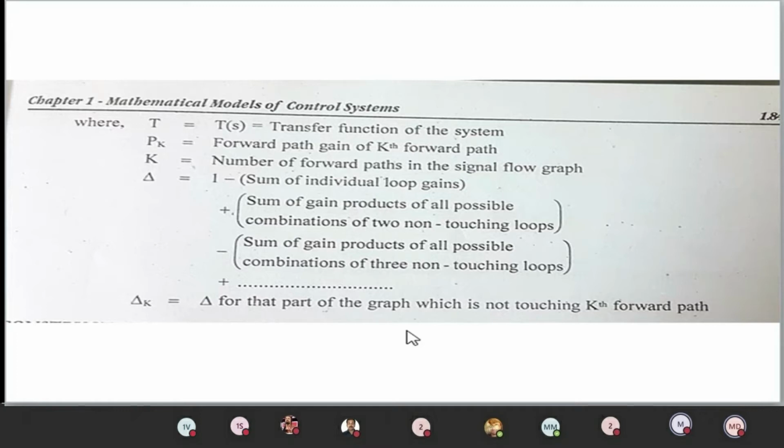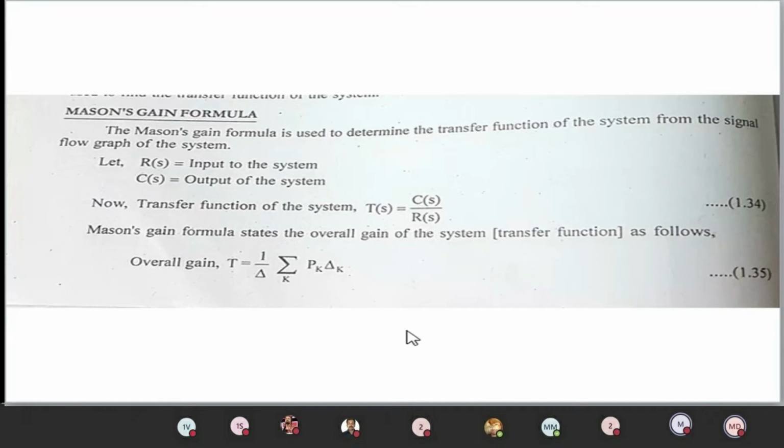So once again, I'm saying Mason's gain formula: the transfer function is determined by 1 by del, summation k, P of k into del of k.